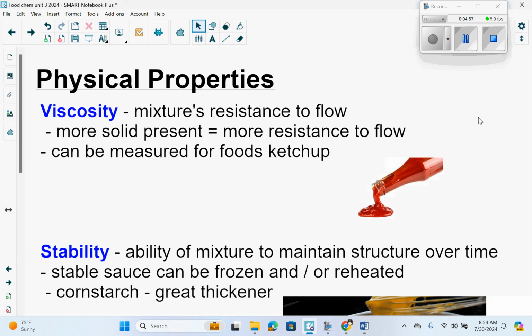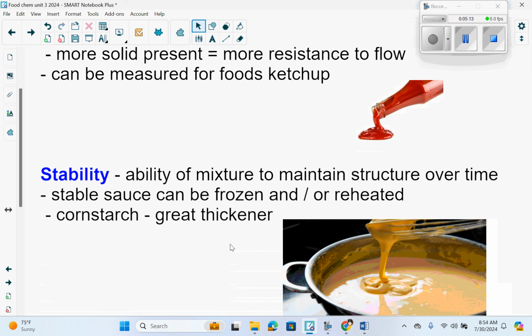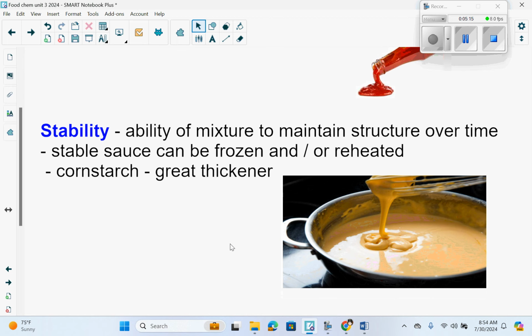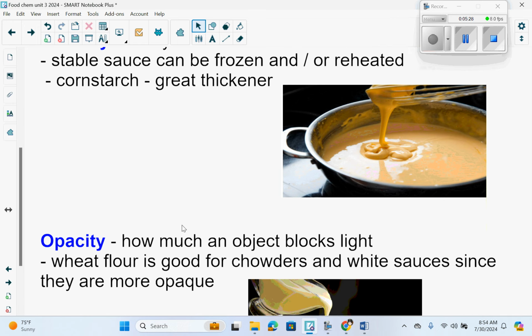Physical properties. Viscosity. This is a mixture's resistance to flow. There's more solid present, and that means there's more resistance to flow. This can be measured for foods like ketchup, right? Stability. This is the ability of the mixture to maintain a structure over time. This would be a stable sauce, right? If it's stable, it can be frozen and reheated. And cornstarch is a great thickener, and that helps with stability.